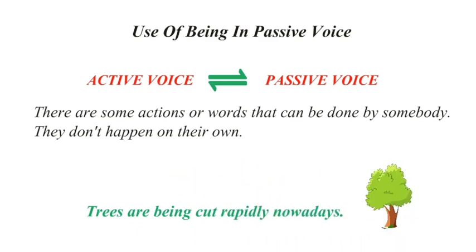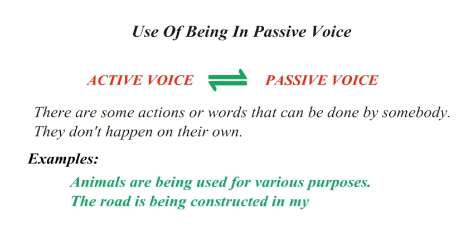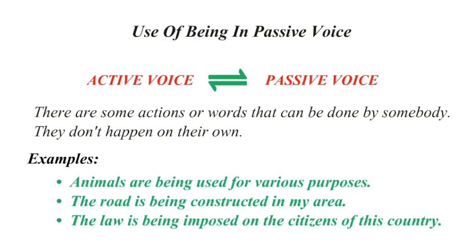If we talk about this exact sentence, its active voice would be, someone is cutting the tree. And the passive would be, trees are being cut rapidly nowadays. Now you tell me which is the best way to say this. If our focus is on cutting the tree, we would use the passive voice, that is, trees are being cut. Animals are being used for various purposes. The road is being constructed in my area. The law is being imposed on the citizen of this country. These are some examples of passive voice where we have used being in these sentences.